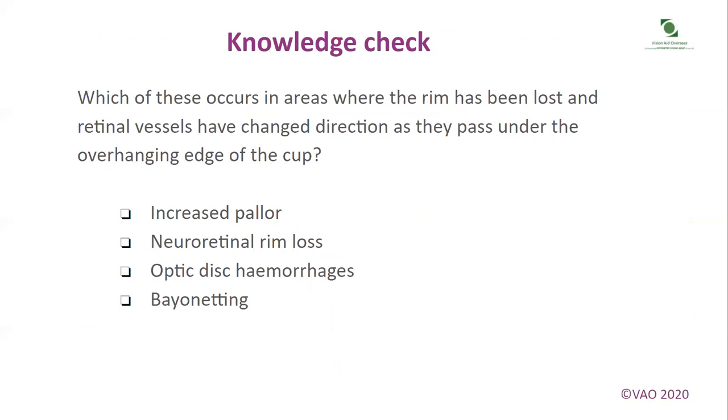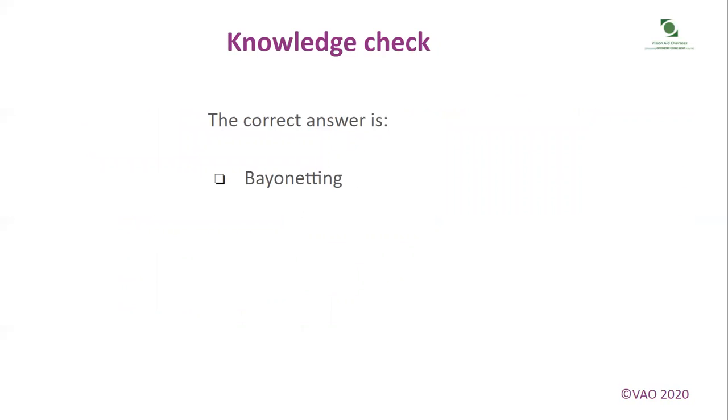So, a quick knowledge check at this stage. Which of the following occurs in areas where the rim has been lost and retinal vessels have changed direction as they pass under the overhanging edge of the cup? Does this describe increased pallor, neuroretinal rim loss, optic disc hemorrhages, or bayoneting? The correct answer is bayoneting.